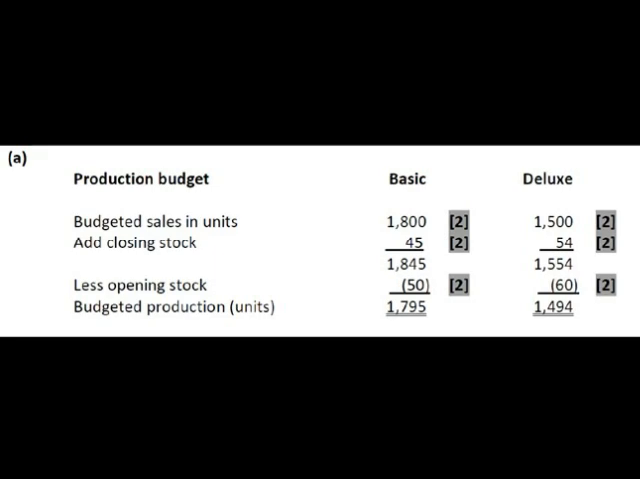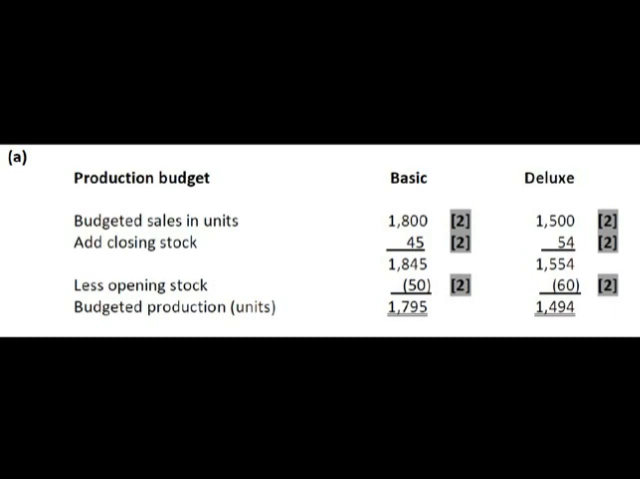So our typical production budget therefore will be our budgeted sales 1800 plus the desired closing stock of 45, which is 90% of 50, less the stock they already have of 50, so they wish to produce 1795 units of basic. Run through deluxe there for yourself to double check that.